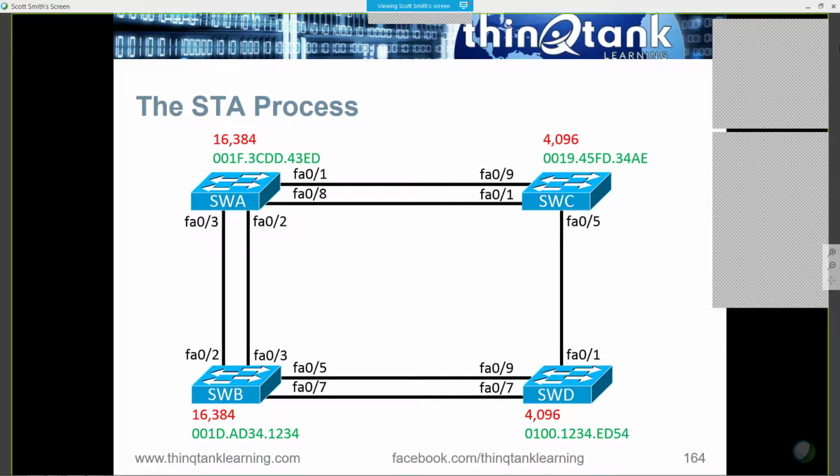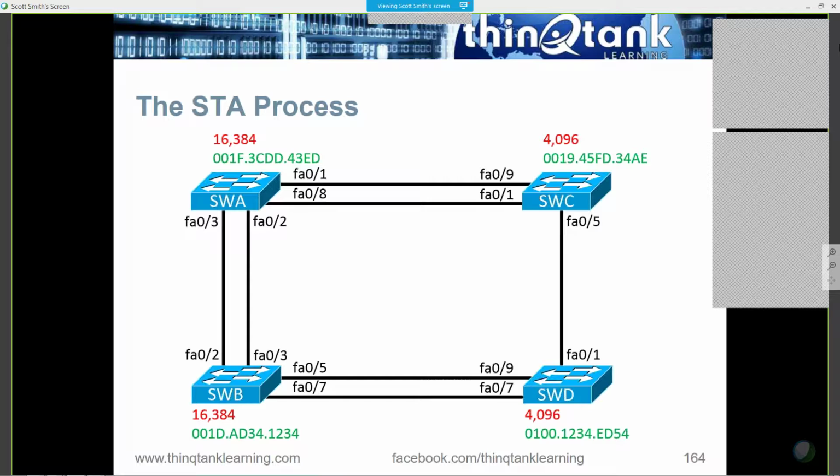Based on what I just told you, which switch in this topology is going to be the root? Which switch in this topology is going to be the root? The red numbers are priority. The green numbers are MAC address. Lowest priority and lowest MAC. Switch D? You guys sure about that? Switch C and switch D have a tie. They both have, clearly they have the lowest priority, right? 4096. How do we compare MAC addresses?